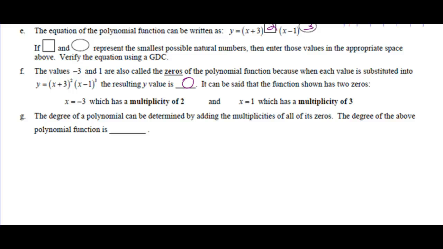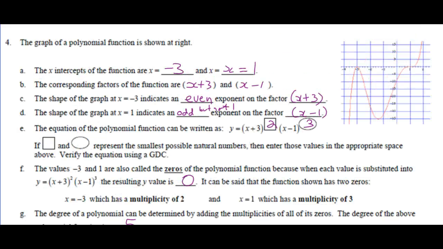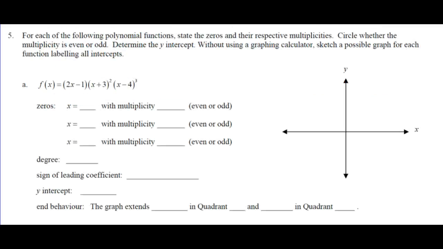The degree of the polynomial can be determined by adding the multiplicities of all its zeros. So the above function is of degree 5. And if you look back at your other notes, you'll see there's 1 turning point, 2 turning points, well, that's sort of a thing. But I know this is odd because it goes from down in Q3 and up in Q1. That makes it of odd degree. Just putting that together with the previous worksheet.